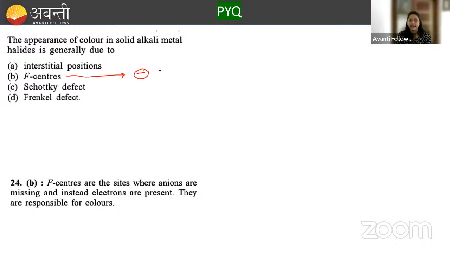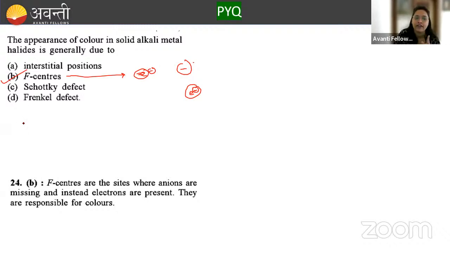When an electron gets trapped into the anion का वैकेंसी, ठीक है, अनायन था, वहां अनायन चला गया तो वहां पे वैकेंसी तैयार हो गई। तो वैकेंसी में जब इलेक्ट्रॉन चला जाता है, when an electron gets trapped into the anion vacancy, there is a formation of F centers and those F centers impart color to a given crystal lattice. So F centers are, यहाँ पे आंसर क्या हो गया हमारा? ऑप्शन B। Any doubt in this?